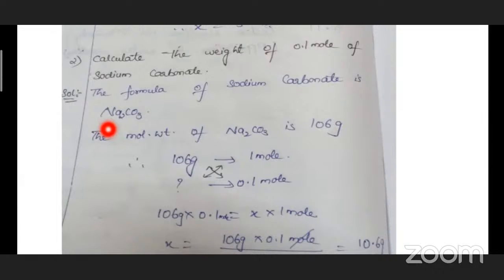Sodium carbonate is used as washing soda. So the molecular weight of Na2CO3 is 106 grams. That means if the molecular weight is 106 grams, it is 1 mole. In the problem, 0.1 mole is given, so we have to find out the weight. You see here, 106 grams means 1 mole. 0.1 mole has how much weight?